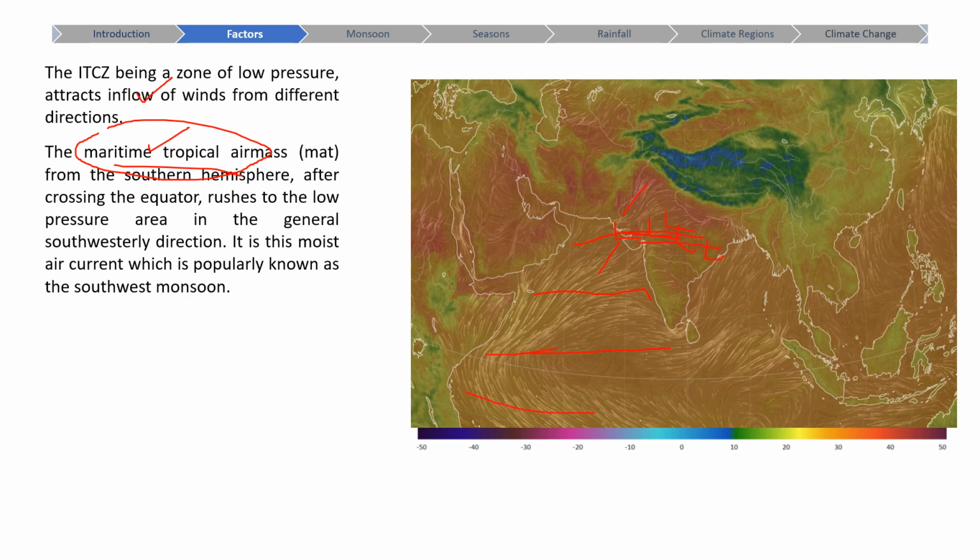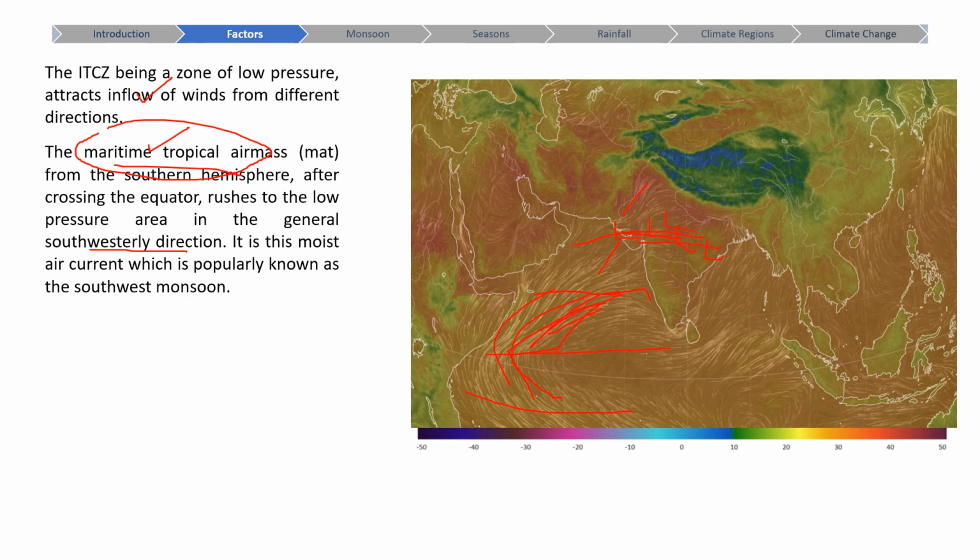This air mass will move or rush to this low pressure area in the form of southwesterly direction. I mean, from southwest, this will be the direction. The question is, why are the winds moving in this direction? Why are they diverted towards this path?